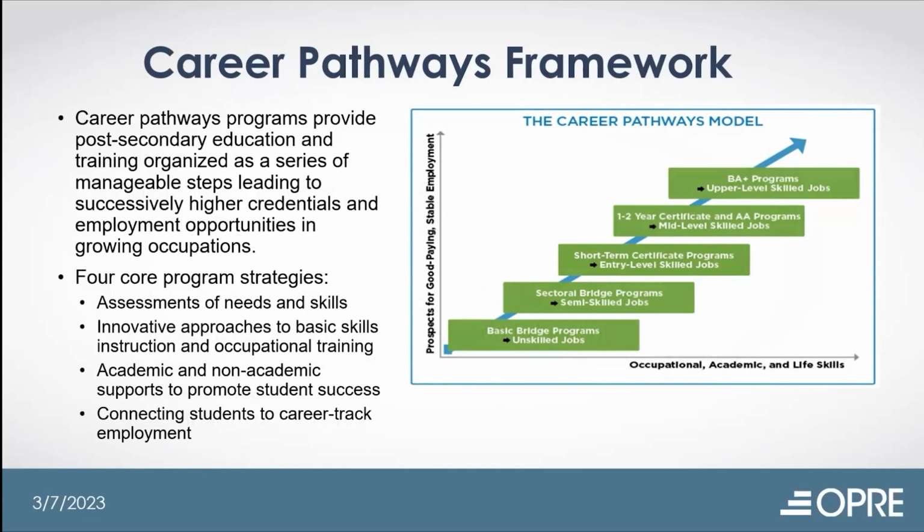So this is the career pathways framework that we're using to organize how we're thinking about these programs. Career pathways provide post-secondary education and training organized as a series of manageable steps, leading to successively higher credentials and employment opportunities in growing occupations. Broadly, they incorporate 4 core program strategies: assessments of needs and skills so that people are placed into the right level of occupational training; innovative approaches to basic skills instruction and occupational training, which includes things like accelerated training and contextualized training; academic and non-academic supports to promote student success, so this is academic supports like tutoring and non-academic supports like help with childcare and transportation assistance so that they can get to and from class; and the fourth component is connecting students to career track employment.